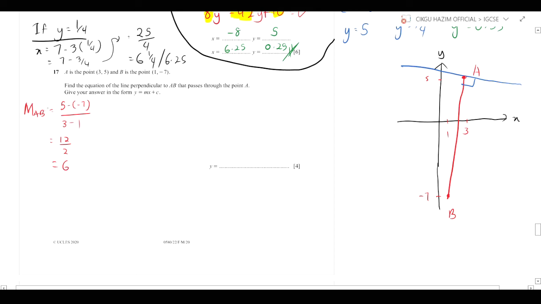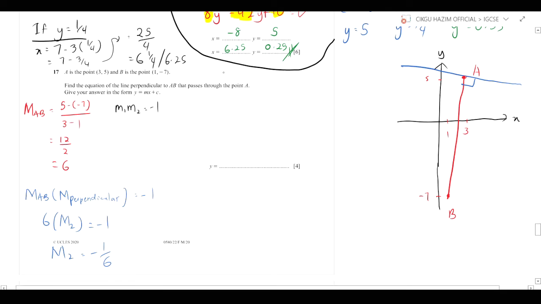Since this is AB and we want the perpendicular, the line and its perpendicular have a formula which is m1 m2 equal to -1. So just use this formula. It will be m_AB multiplied by m perpendicular equal to -1. So 6 multiplied by m perpendicular, I put m2, equal to -1. That means your m2 equals -1 over 6. That is your gradient for the perpendicular line.